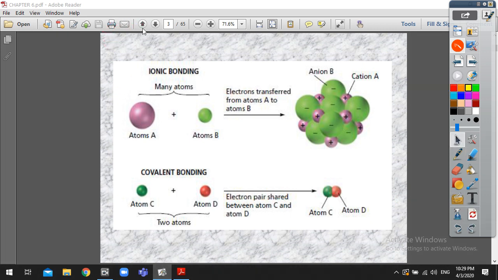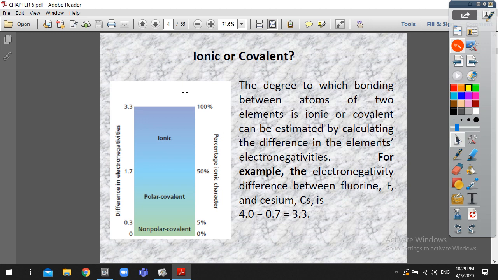And let me continue. How can we understand ionic or covalent? If you know the electronegativity of the elements, you can easily determine the bond between the atoms. Firstly, you have to know this information. This chart gives you information about the types of bonding. In here, 0 to 0.3, 0.3 to 1.7, 1.7 to 3.3, these values are important because you have to know these values.